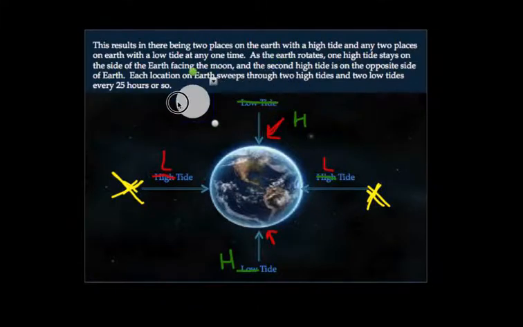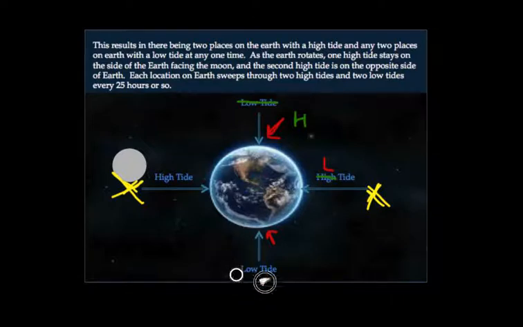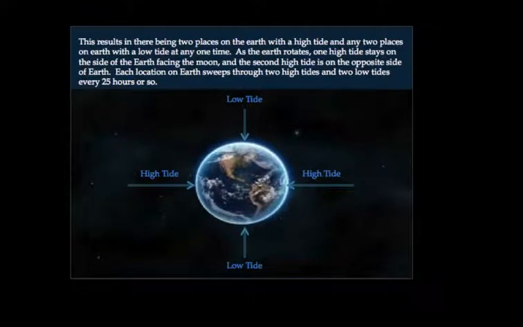When the moon rotates as it moves over to here, then once again we end up with a high tide on this side and a high tide on the opposite side, and then we end up with a low tide at the 90-degree angles. Okay, so hopefully you kind of see how that works.